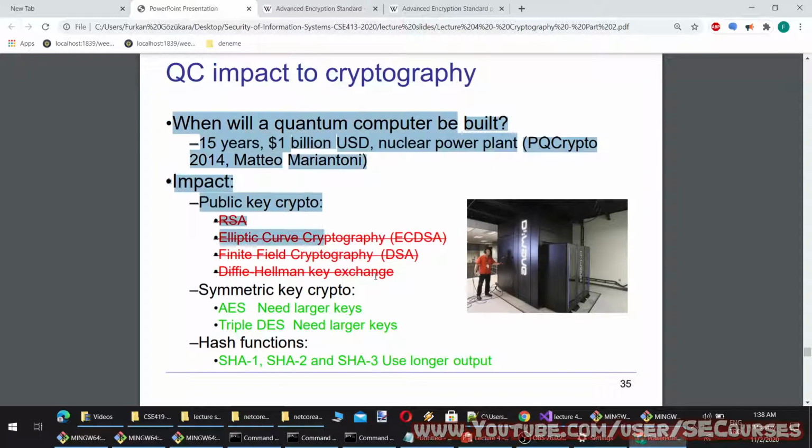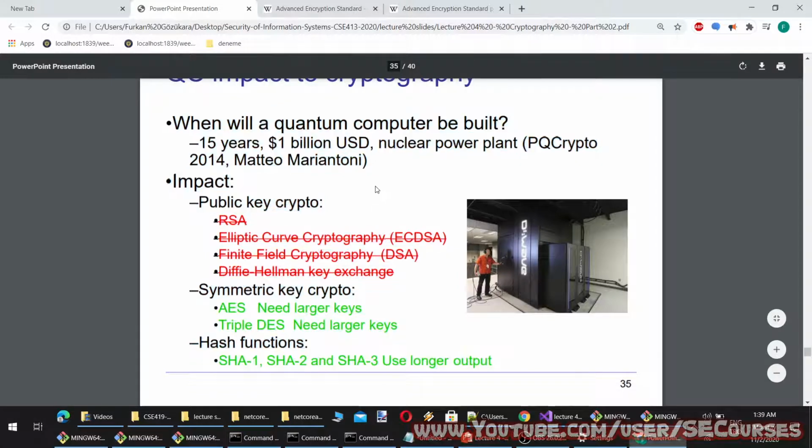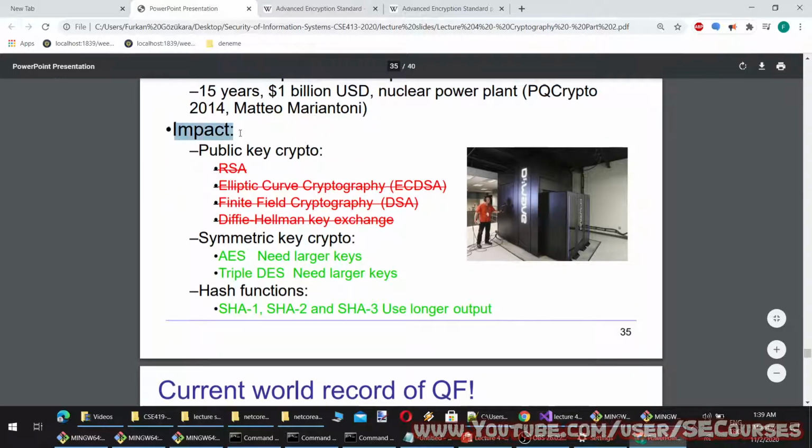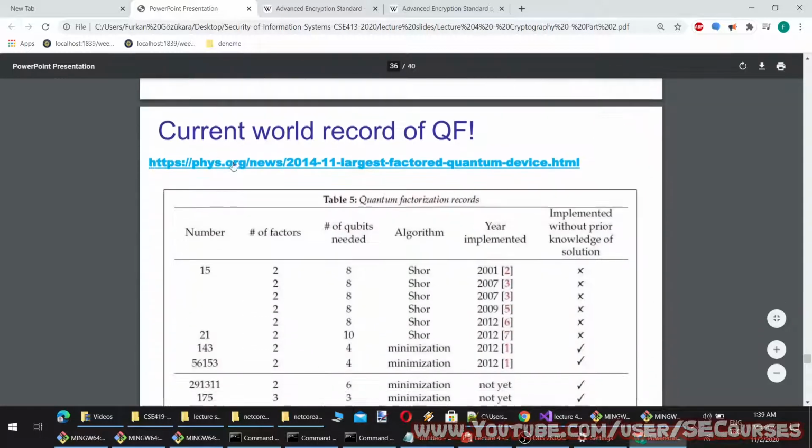QC impact to cryptography. When will a quantum computer be built? 15 years, $1 billion USD, nuclear power plant, PQ Crypto 2014, Matteo Mariantoni. Impact: public key crypto, RSA, elliptic curve cryptography, ECDSA, finite field cryptography, DSA, Diffie-Hellman key exchange. Symmetric key crypto, AES and Triple-DES need larger keys. Hash functions, SHA-1, SHA-2 and SHA-3 use longer output.